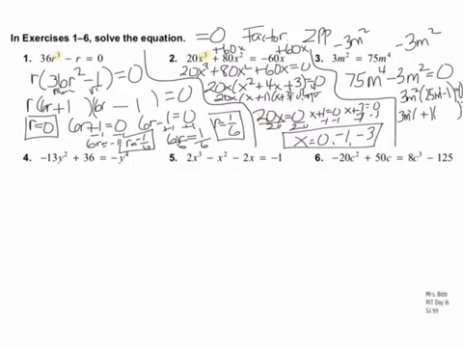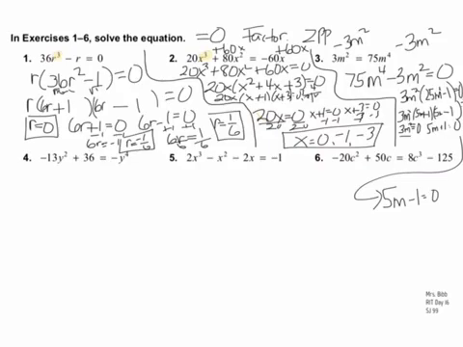That's a difference of squares, so 3m squared, 2 empty binomials, one with an addition sign, one with a subtraction sign. Square root of 25m squared is 5m. The square root of 1 is 1. Sorry, that's so small. Then I'm going to do the zero product property. 3m squared equals 0. 5m plus 1 equals 0. And then 5m minus 1 equals 0.